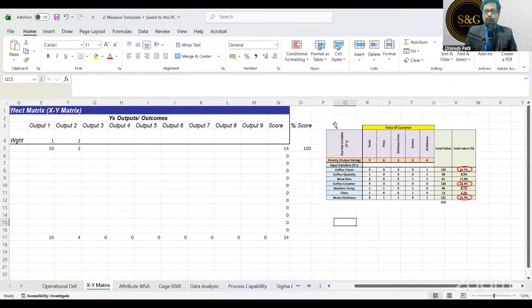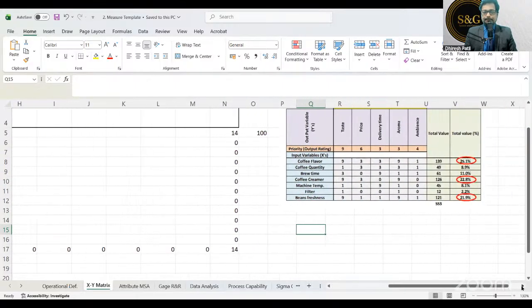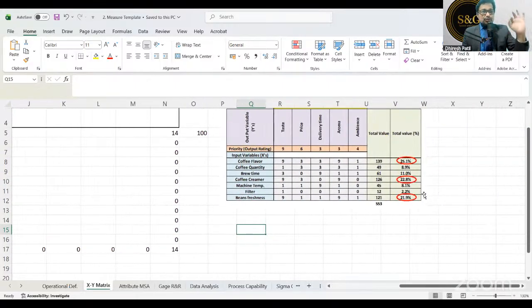See, we have given you the sample as well. Remember the same example we have given here, the coffee wala example, right? So what is the objective of XY matrix? To find out all the X's, by the way. It will find out all the X's and then it will find out what are the critical X's.